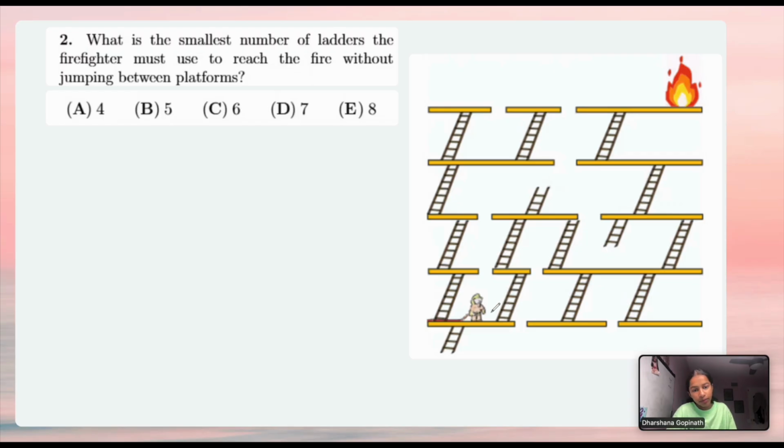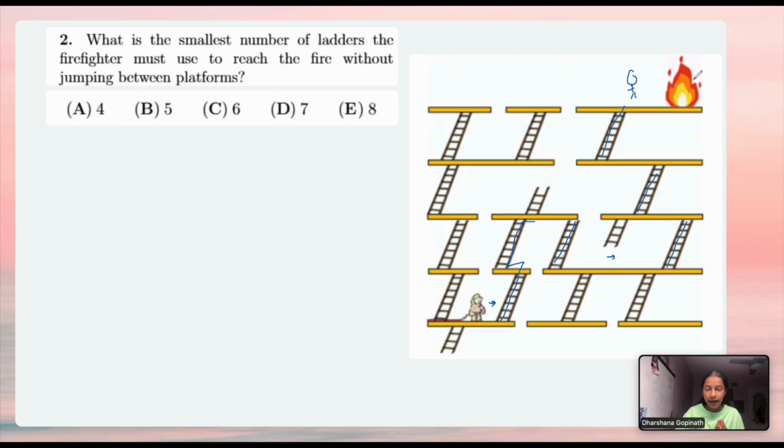Let's try 5. Maybe the firefighter decides to go this way this time. So it goes 1, 2, 3, 4, 5. We've still run out of ladders and the fire is still 1 platform up. So if we could get this far with 5, I'm pretty sure we'll be able to get up there with 6. Let's try it. So again, the firefighter goes this way. So 1, 2, 3, 4, 5, 6. And the firefighter's up here right next to the fire to fight off the flames.